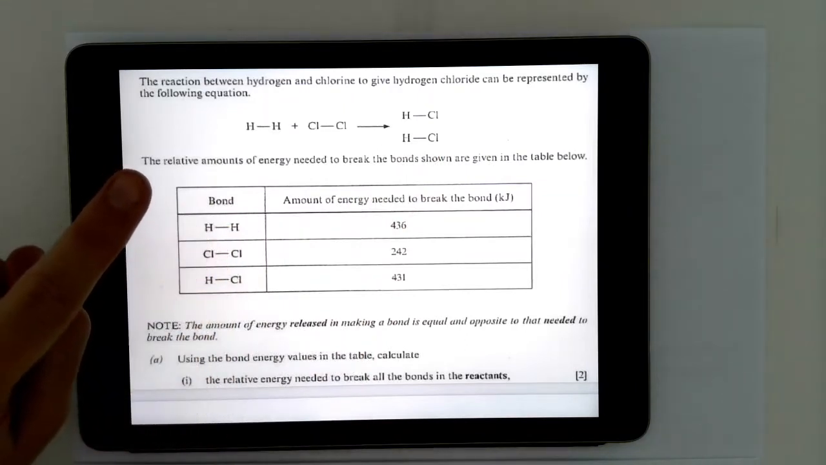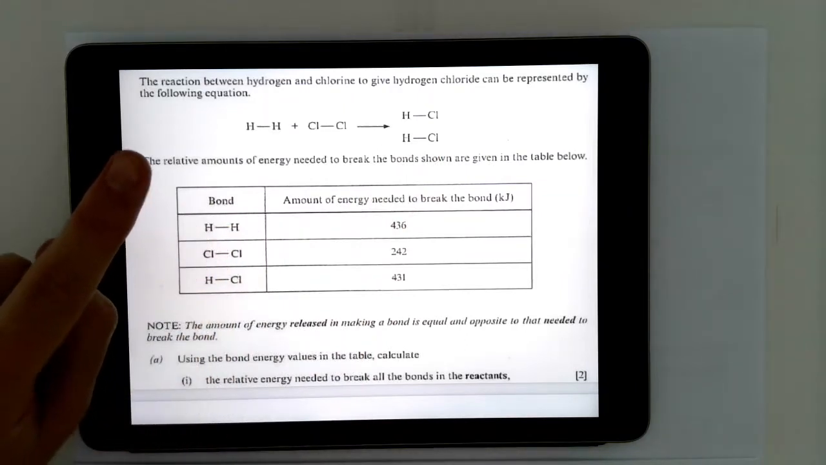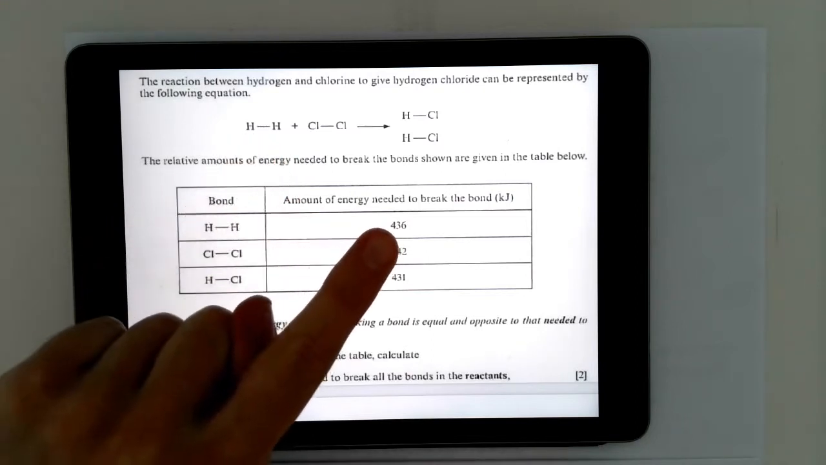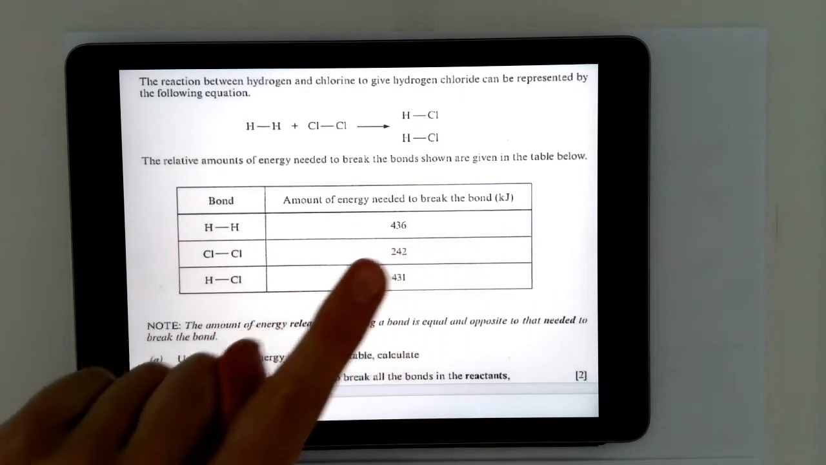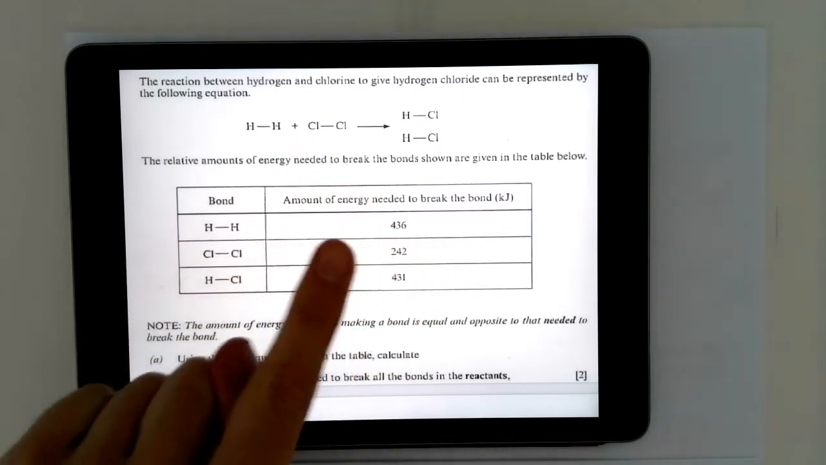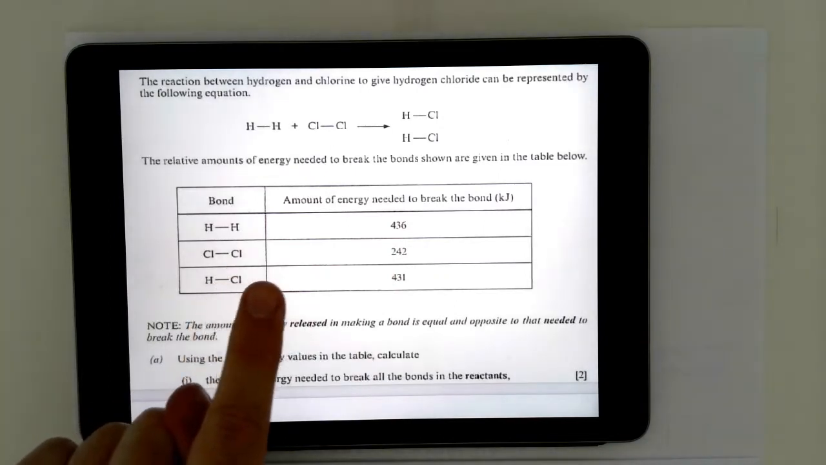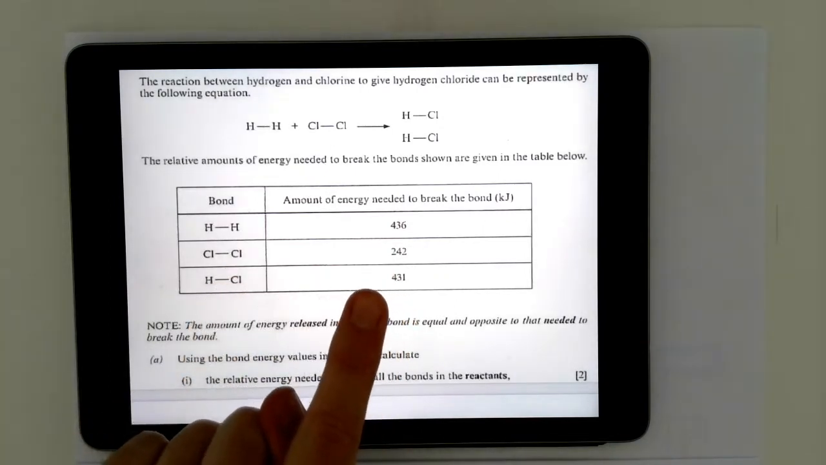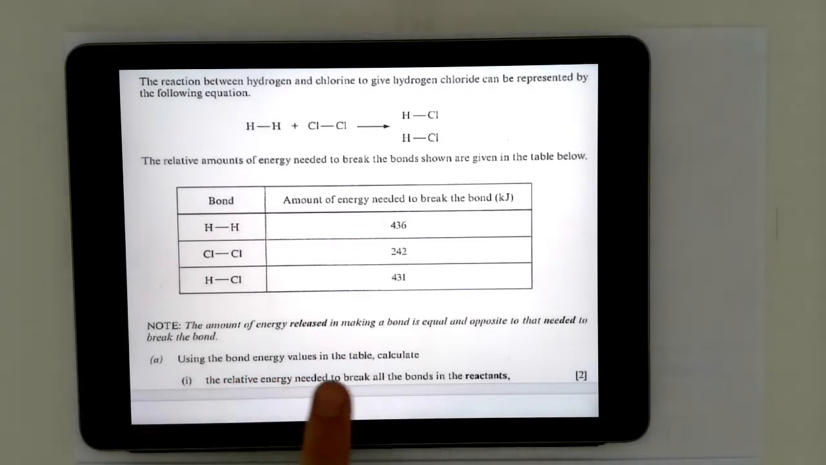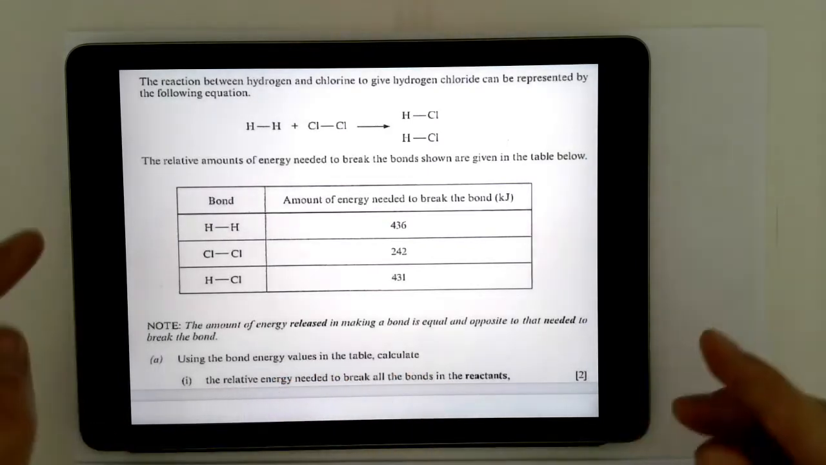And then it says the relative amounts of energy needed to break the bonds shown are given in the table below. So to break the H-H bond, we need 436 kilojoules. To break a Cl-Cl bond, we need 242, and then for the H-Cl bonds, 431 kilojoules of energy. And it says, using the bond energy values in the table, calculate. Ultimately, by the end of it, it's going to ask us to calculate delta H. So let's have a go at doing that.